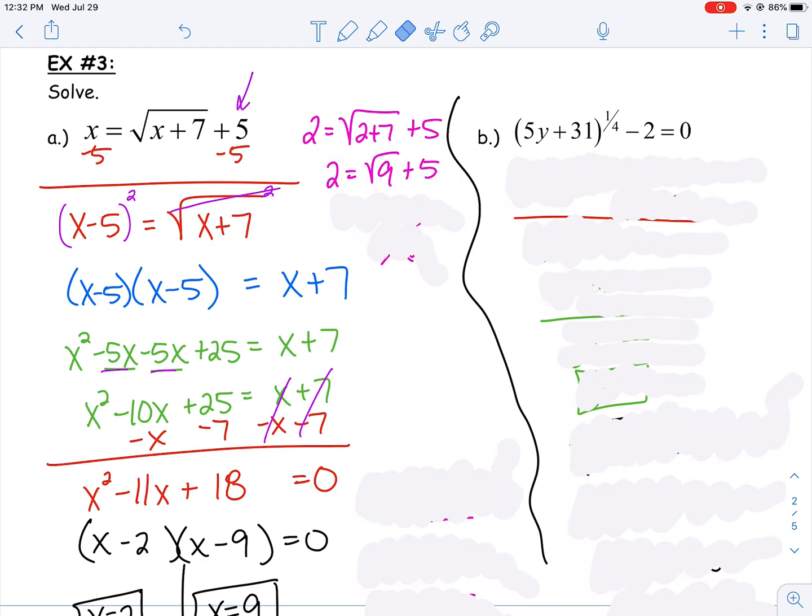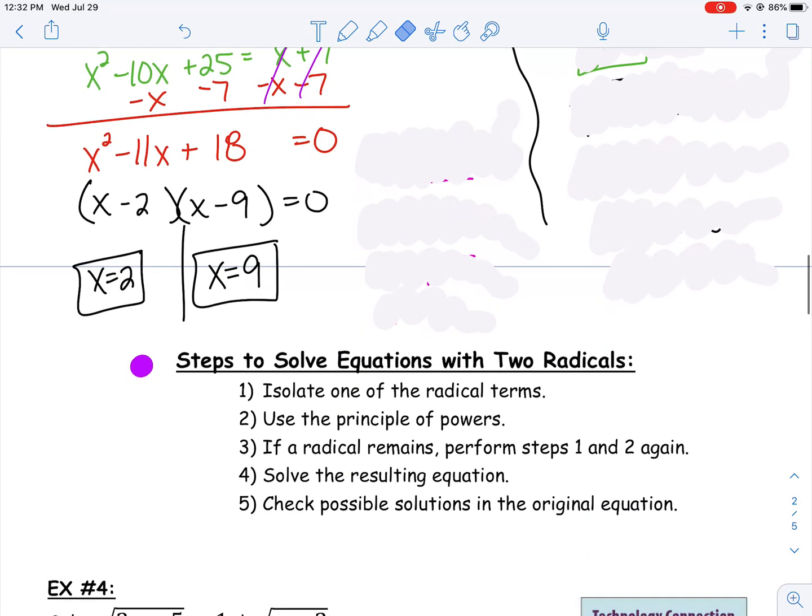Well, this 2 plus 7 is 9. The square root of 9 is 3. And 3 plus 5 is 8. Which is not the same thing as 2, right? And so the left side doesn't equal the right side when I substitute in a 2. So that means 2 is an extraneous solution.